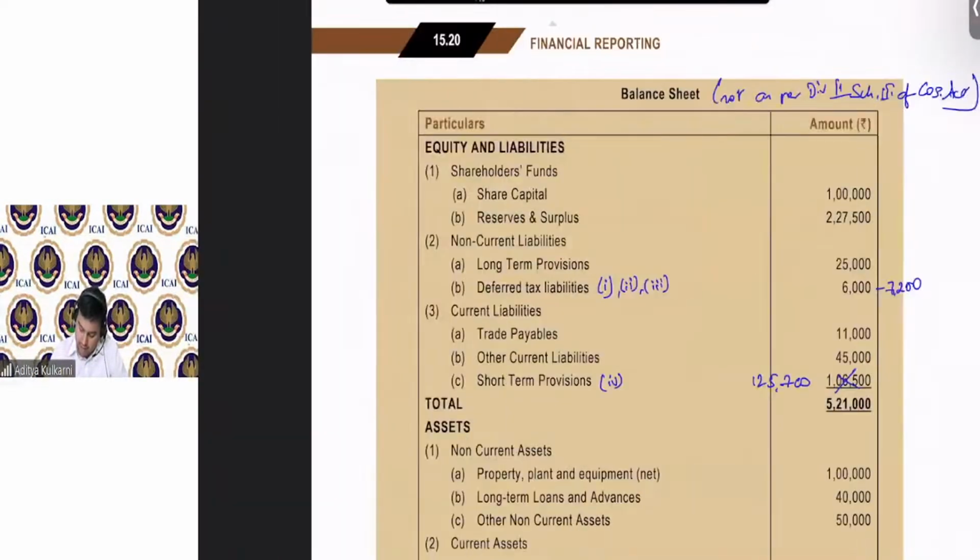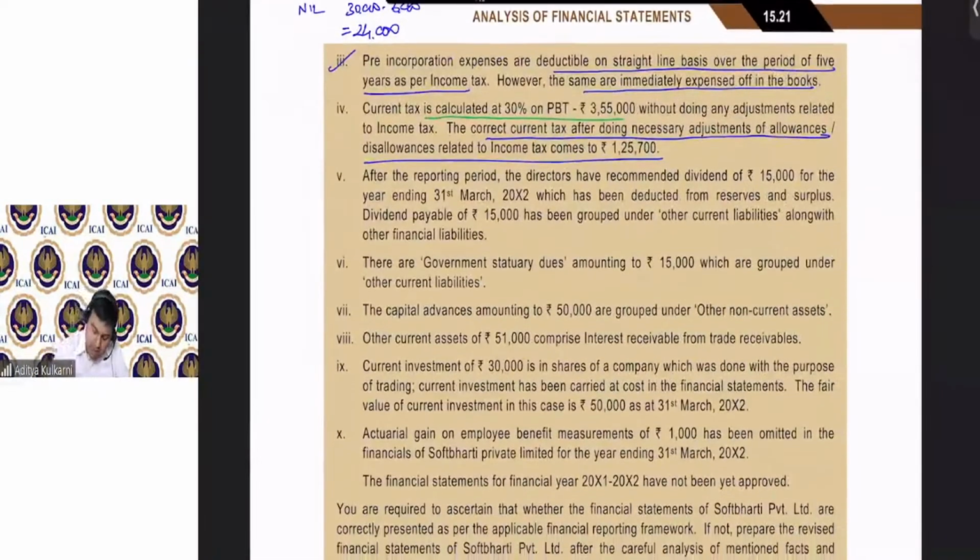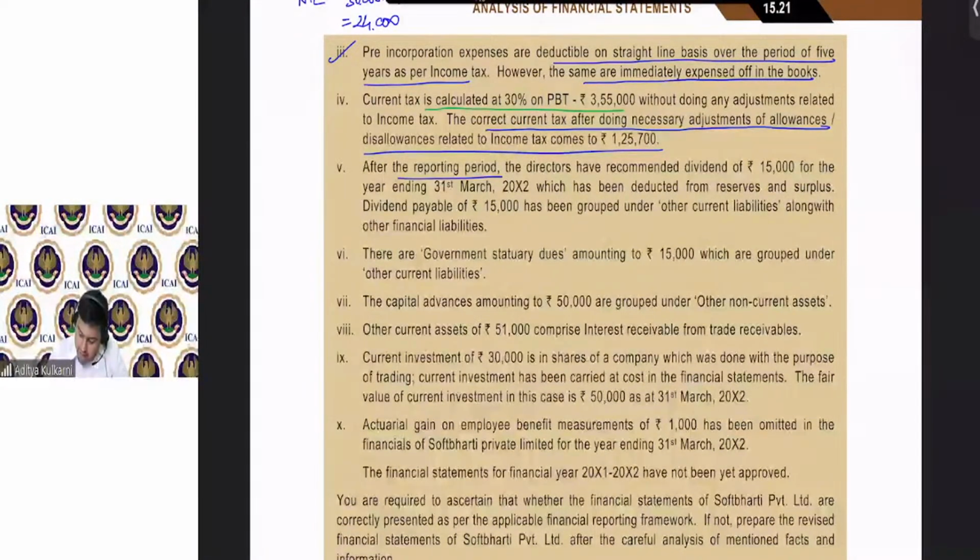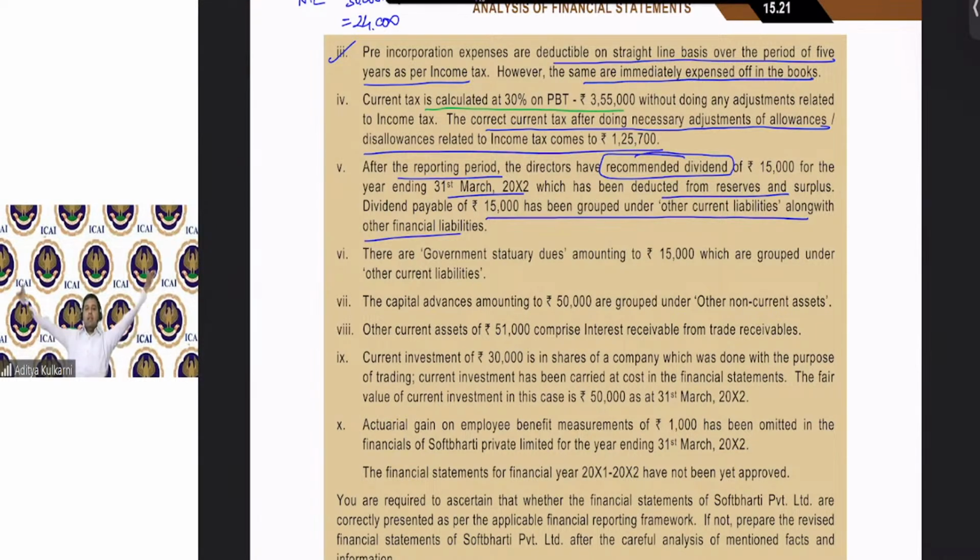All right, coming to the next one, adjustment 5. After the reporting period, the directors have recommended a dividend of rupees 15,000 for the year ending 31st March X2, which has been deducted from reserves and surplus. Dividend payable of 15,000 has been grouped under current liabilities along with other financial liabilities. Is it correct? Is it not correct? If correct, why? If not correct, what is correct and why? Okay, chalo.